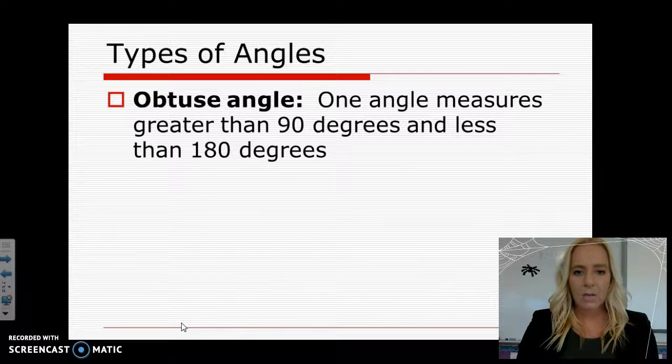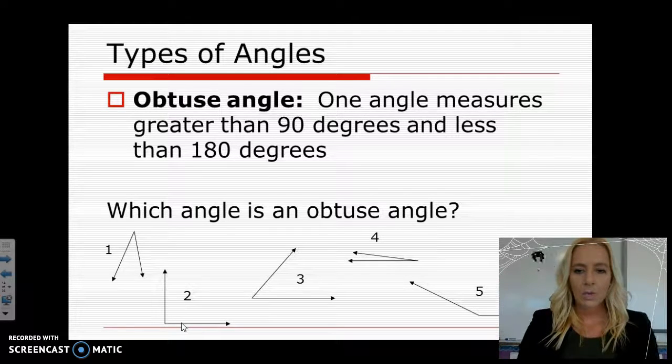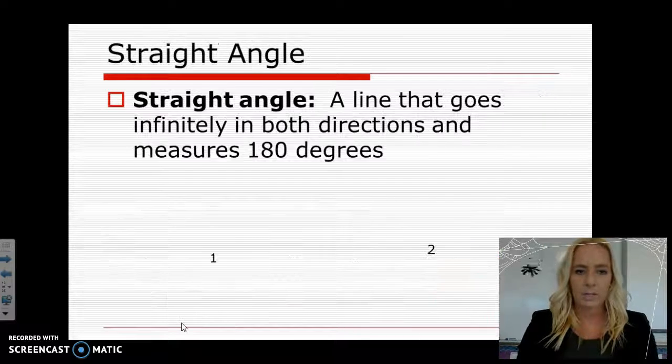An obtuse angle is an angle that measures greater than 90 but less than 180 degrees. So which of these is an obtuse angle? Number 5 is an obtuse angle because the measure is greater than 90 but less than 180 degrees.